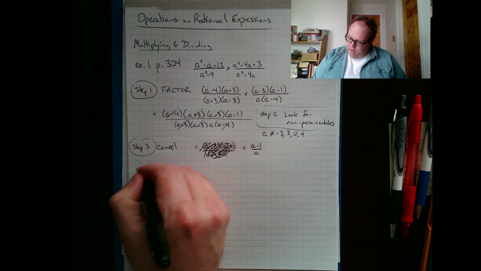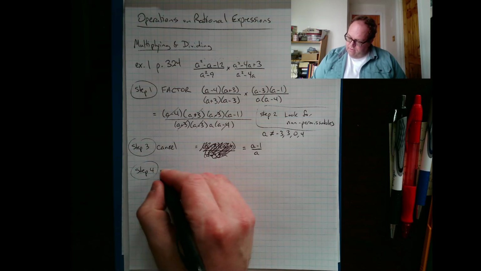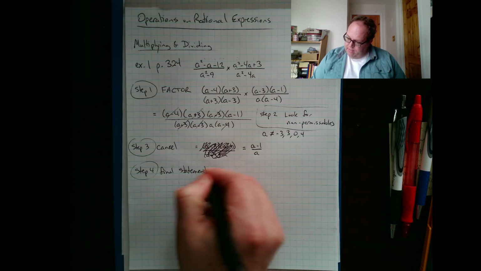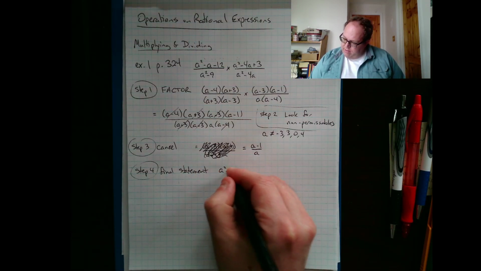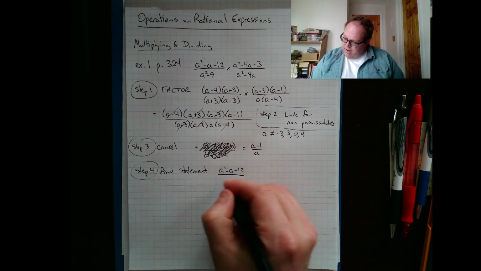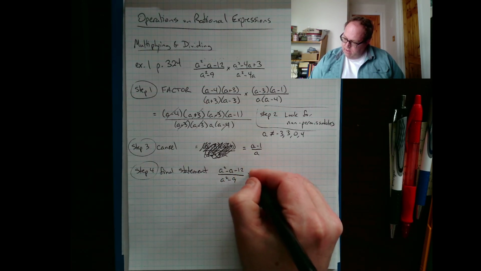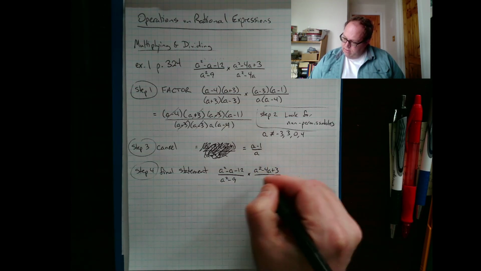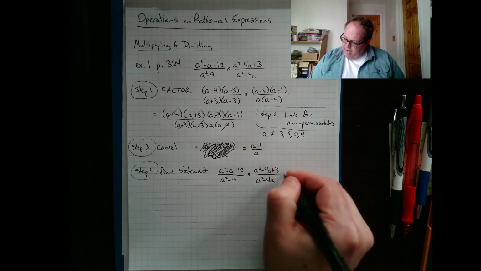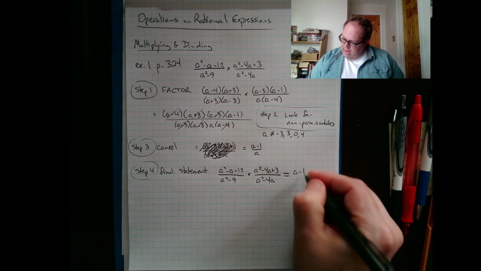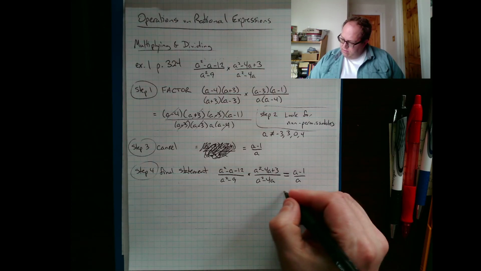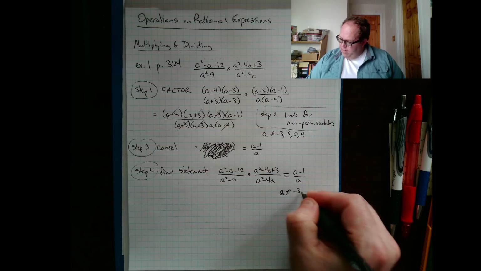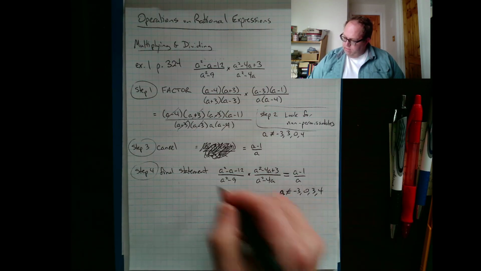And then step 4, finally, final statement. What this lets me say is that a squared minus a minus 12 divided by a squared minus 9 times a squared minus 4a plus 3 over a squared minus 4a is equivalent to a minus 1 over a, so long as a doesn't equal negative 3, 0, 3, or 4.